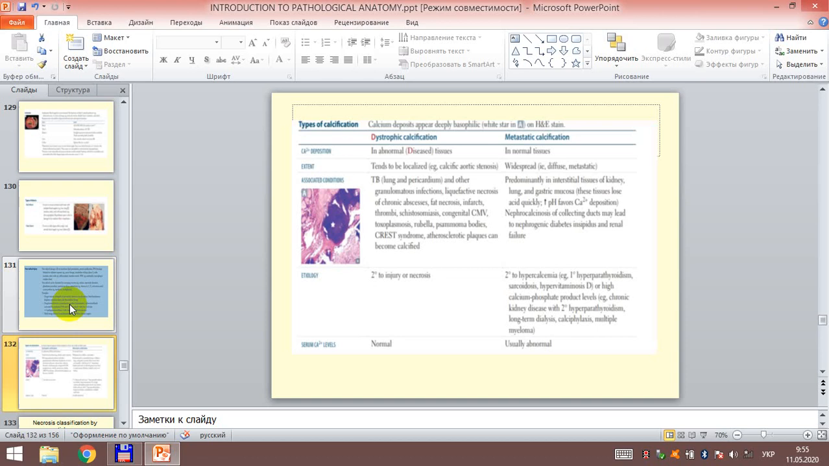Types of calcification. Calcium deposits appear deeply basophilic, white star, picture A, on hematoxylin-eosin stain. There are dystrophic calcification and metastatic calcification. Dystrophic calcification is calcium deposit in abnormal tissue, diseased. Metastatic calcification develops in normal tissue. Dystrophic calcification tends to be localized, as in calcific aortic stenosis. Metastatic calcification is widespread, diffuse.